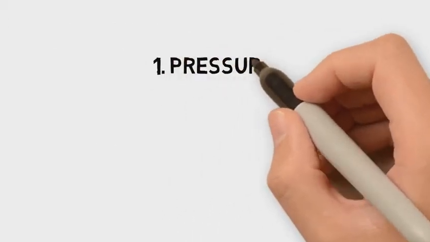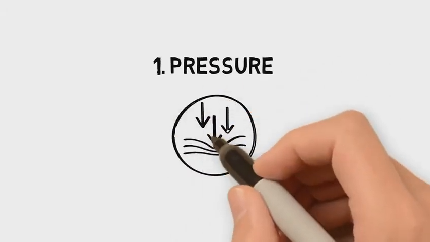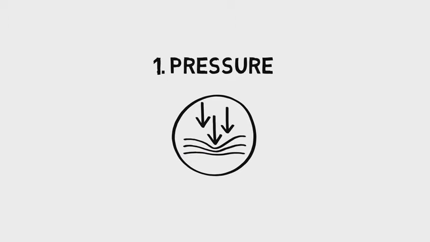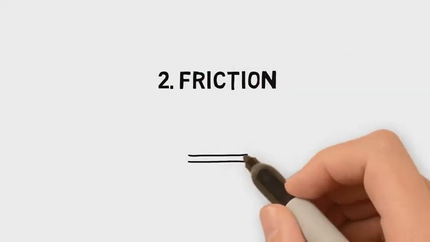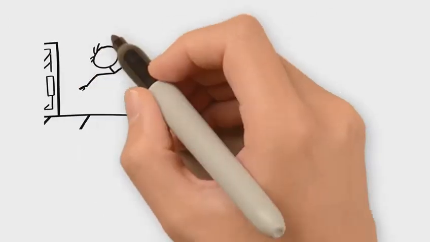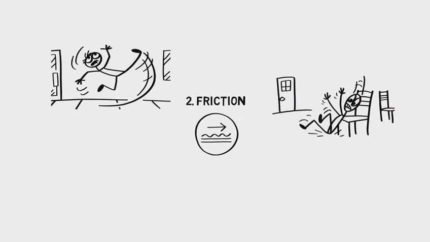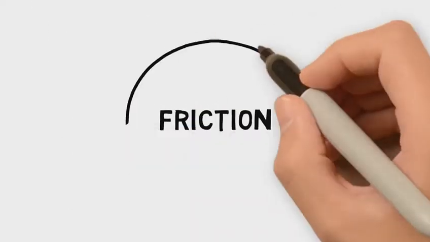Number 1, pressure. Pressure is easy to understand. It's the weight or force applied to the skin surface. This force compresses tissues and cells, causing cell damage or cell death. But despite the name pressure ulcers, it's not the only factor that matters. Number 2, friction. In the simplest of terms, friction is the rubbing of two surfaces against each other. Without friction, you wouldn't be able to walk down the street, sit in a chair, or hold your coffee cup. But when it comes to the formation of pressure ulcers, friction is a very bad thing.